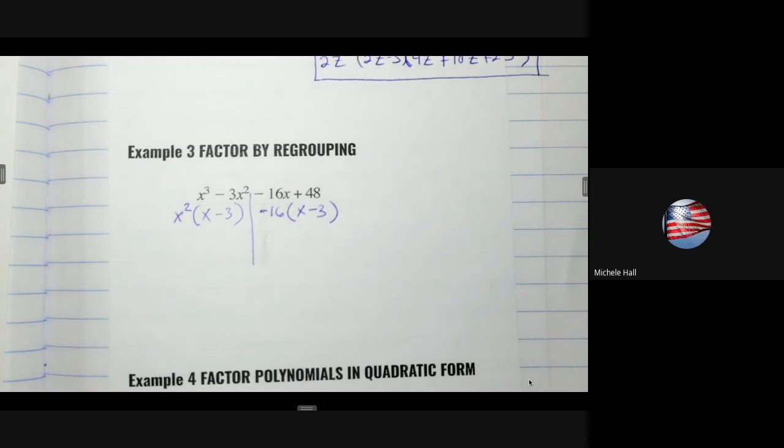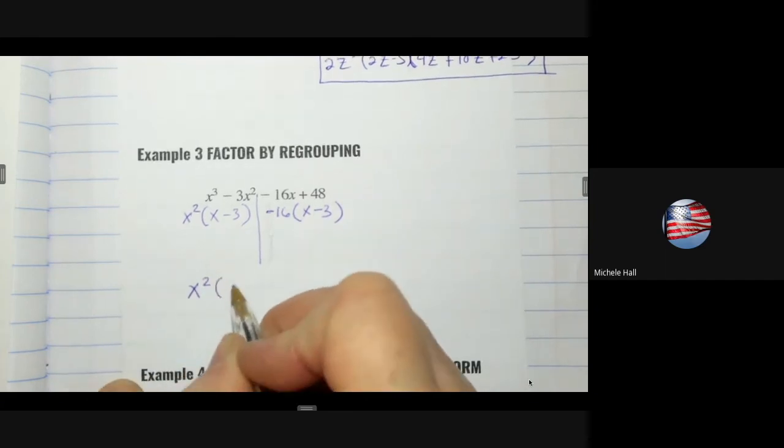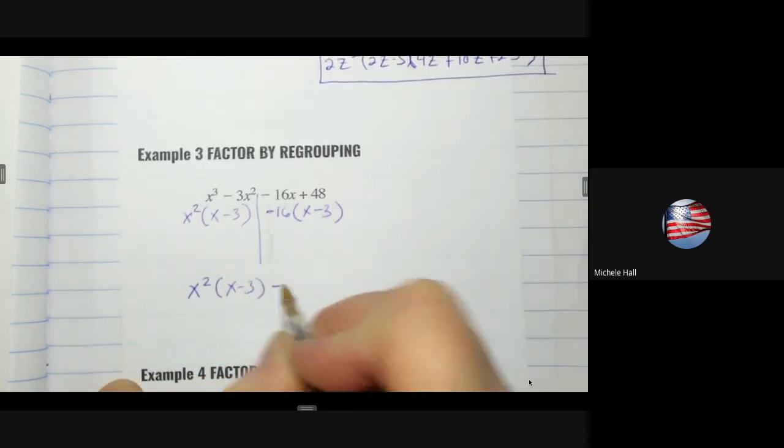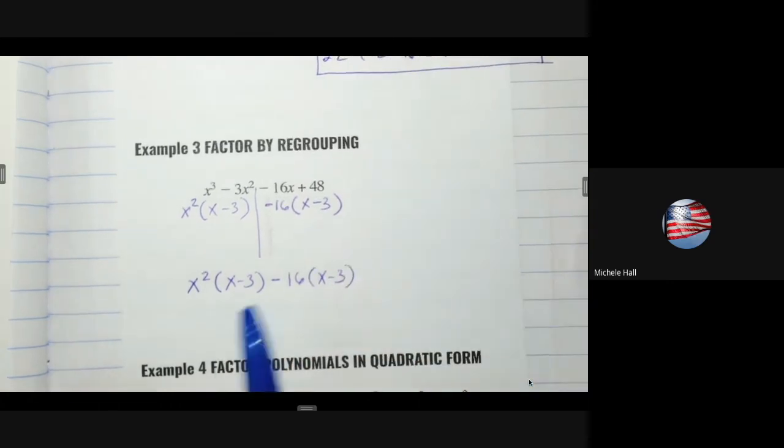Now, for your final answer, what you want to do here is we have x squared times x minus 3 minus 16 times x minus 3. We have two separate terms here. This is multiplying, so that's all one term. This is multiplying, so it's all one term. The subtraction sign here is showing us that we have two terms.